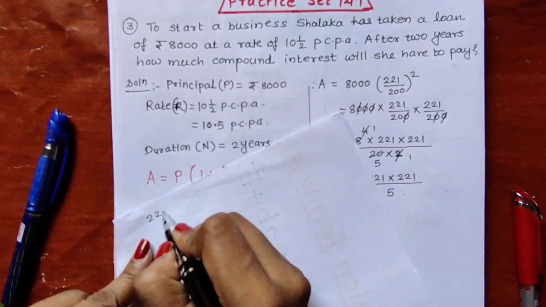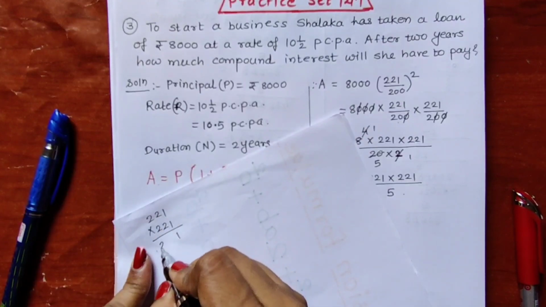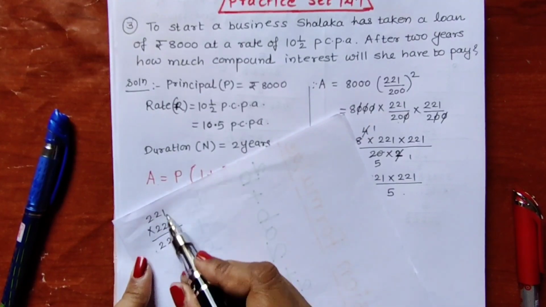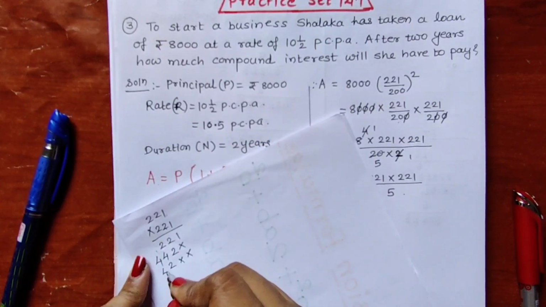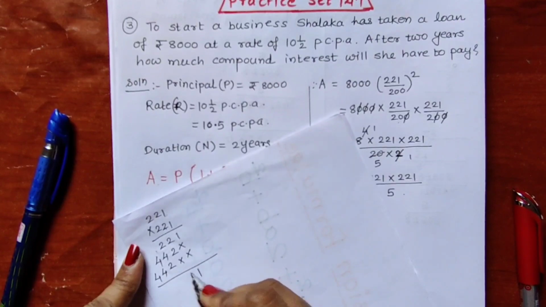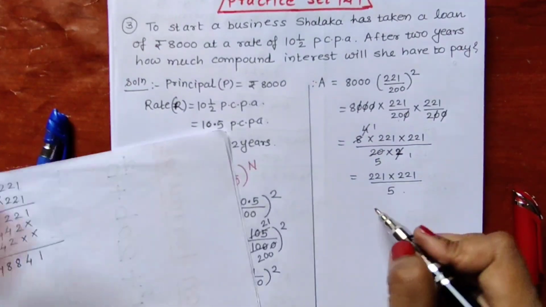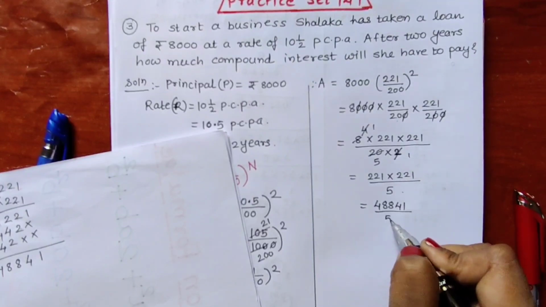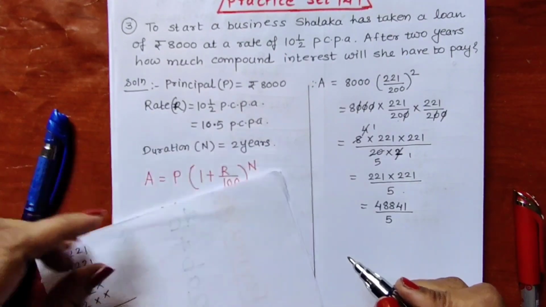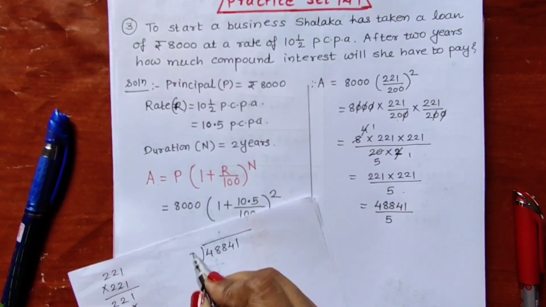So 221 multiplied by 221 here. When we multiply by 1 we will be getting the same number. Now we have to multiply by 2. 2 1s are 2, 2 2s are 4, 2 2s are 4. We will be getting the same number. Now add: 1, 2 plus 2 is 4, 4 plus 4 is 8, 4 plus 4 is 8, 4. So we are getting 48841. Now divide 48841 by 5.